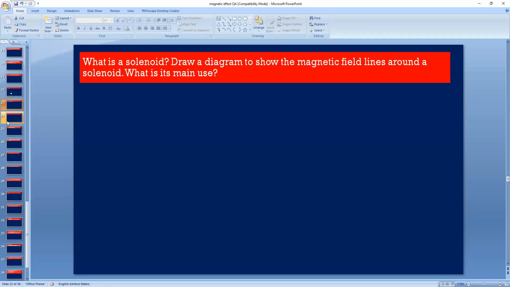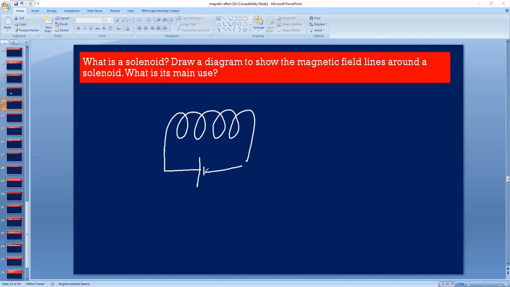Next question. What is a solenoid? Draw the diagram of the solenoid. What is its main use? A current carrying conductor having a number of loops, we can call it a solenoid. Now we can draw once again. Positive terminal to negative terminal, current is flowing. Students, according to the diagram, you have to write in the CBSE examination.